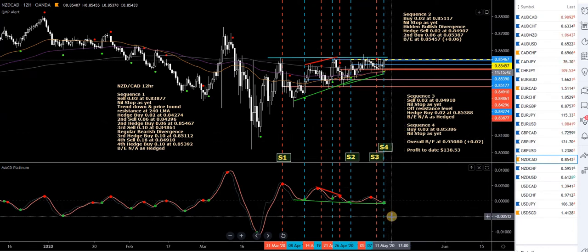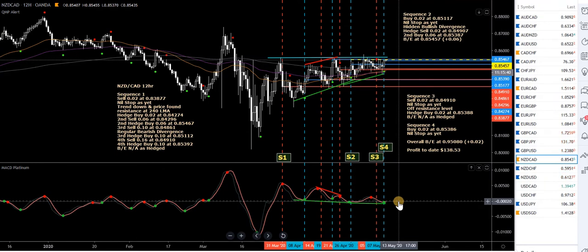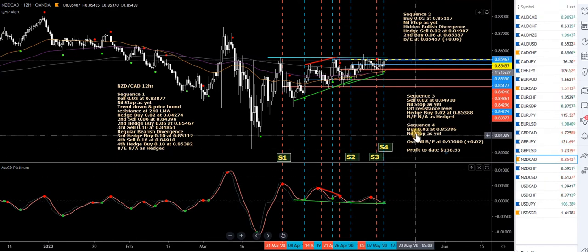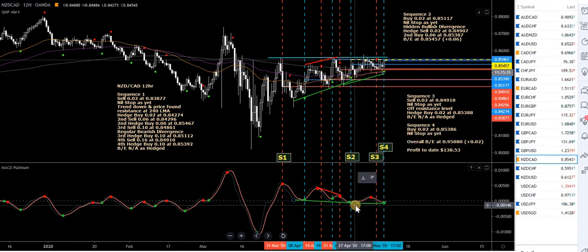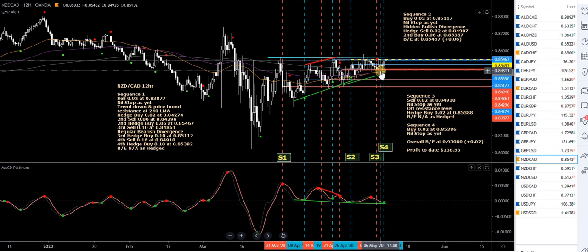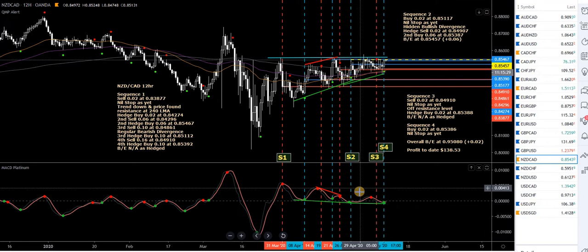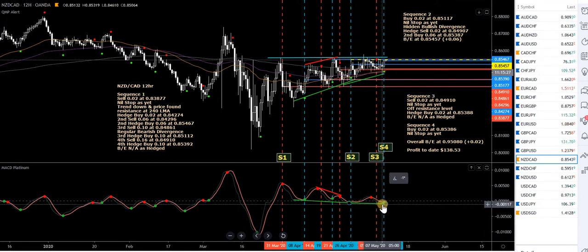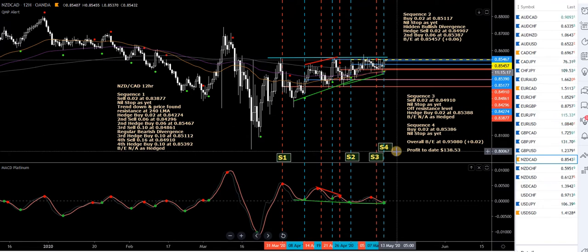Again, the MACD Platinum's just below the 0 level. And I didn't write it there, but there is hidden bullish divergence. You've got higher lows on price, and technically you've probably got lower lows on the MACD Platinum. It's all very flat and sideways and hugging that 0 level. But as I said, it's a pair that's pretty slow moving. So hopefully I can just grind my way out of these trades.